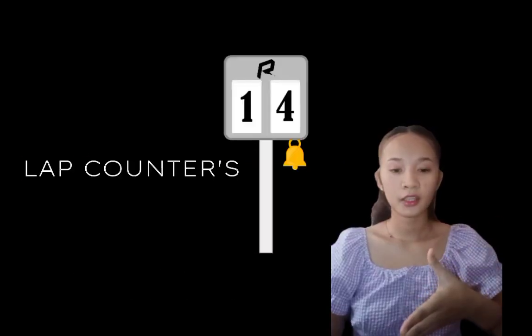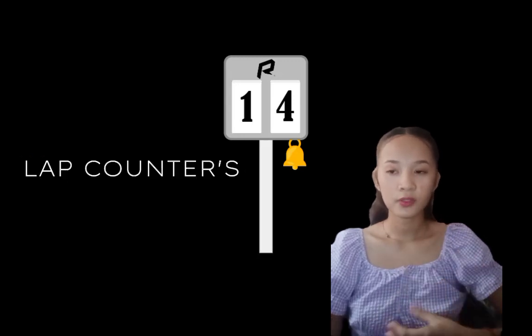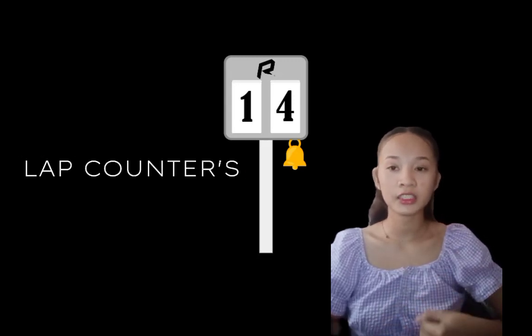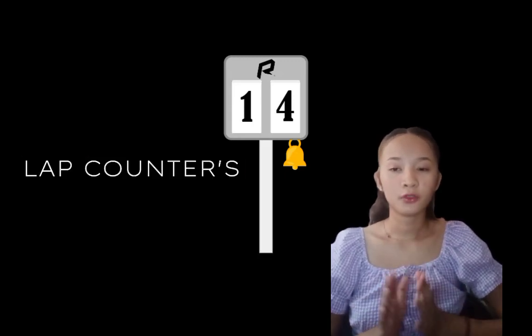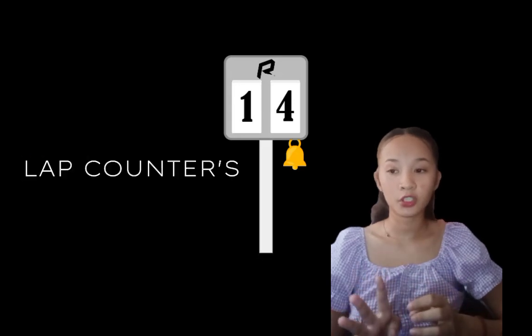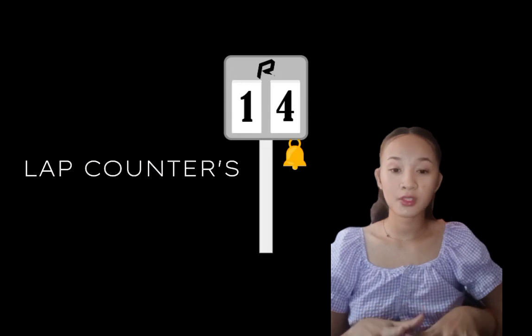So another equipment of athletics events, we have lap counters. Lap counters help officials and runners by telling them how many laps around the track the runner has left. You only need a lap counter for races longer than 400 meters because any shorter race won't have multiple laps to count.